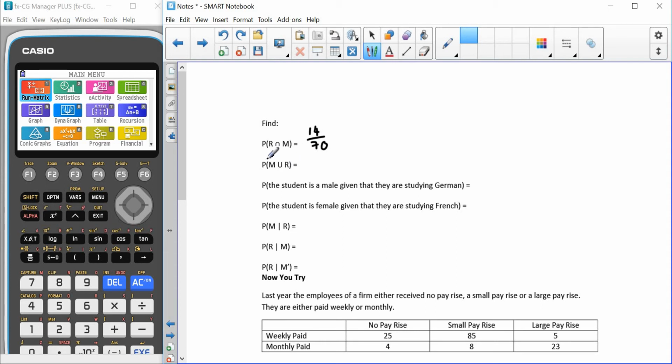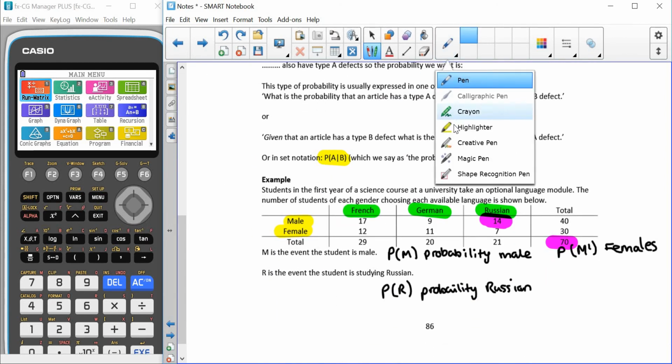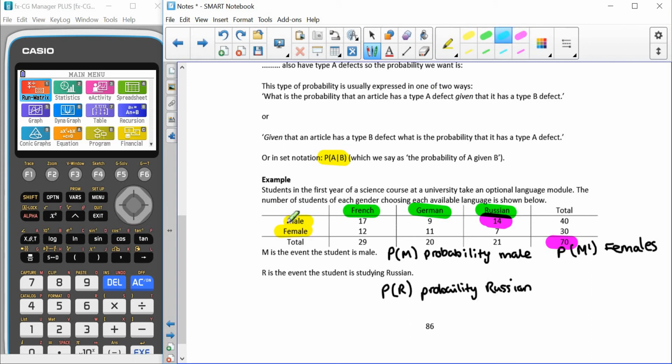For the second question, male union Russian, that's male or Russian or both, remember. So if we go back, that means that we're looking at male, so going across here, or Russian. Now we have to be careful here because we can see that this 14 here is being counted twice. That 14 counts for the males and it's counted again for the Russian.